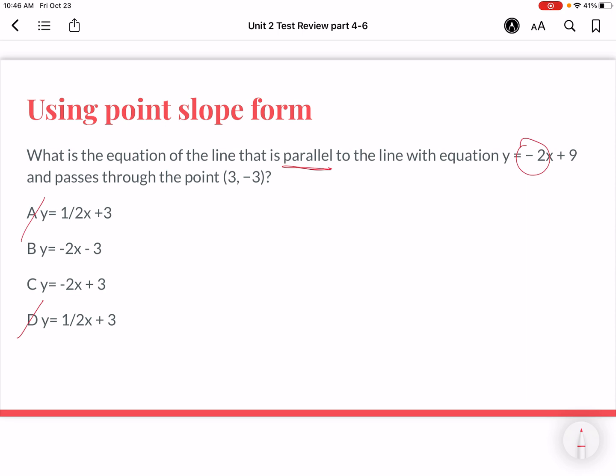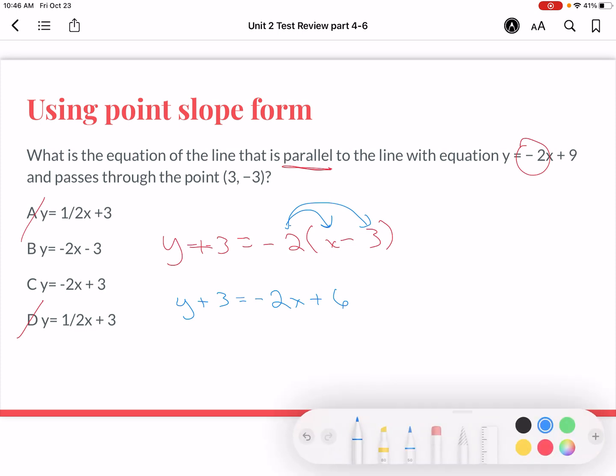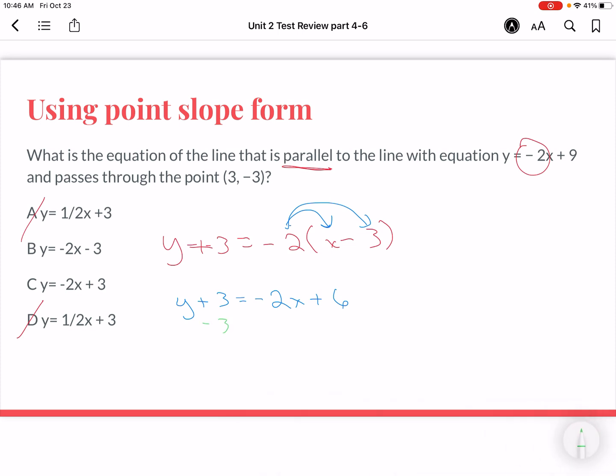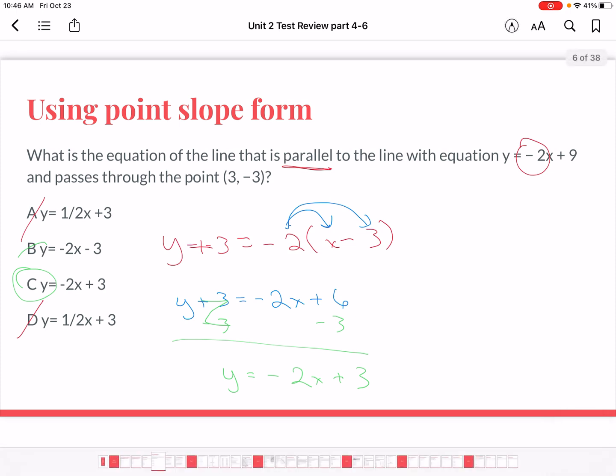We're going to write our equation again. So y minus -3 ends up being y plus 3 equals a -2 in front of x minus 3. Again, I'm going to distribute. So I'm going to distribute the -2 into x and the -2 into -3. So y plus 3 equals -2x plus 6, because -2 times -3 is plus 6. Then I'm going to take away 3 from each side. Got a 0 pair. So y equals -2x plus 3. So the correct answer is C.